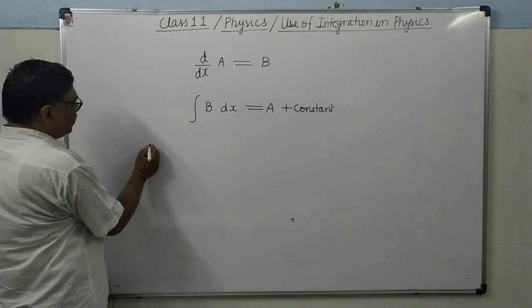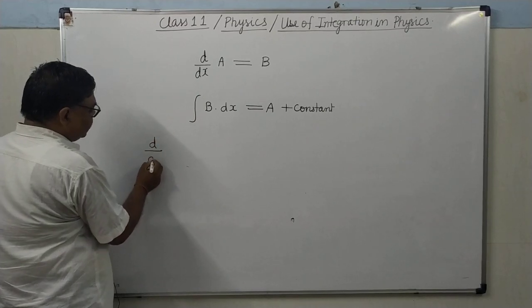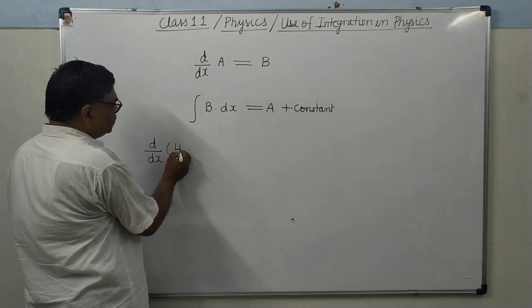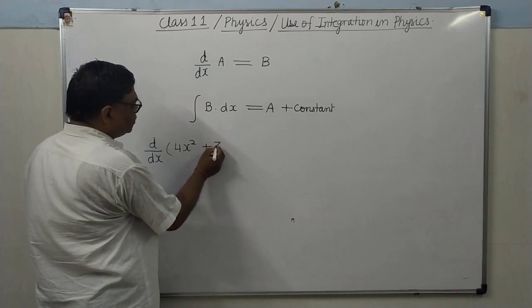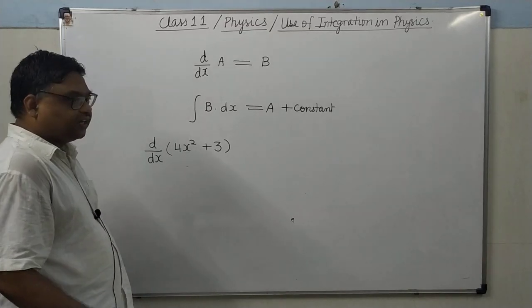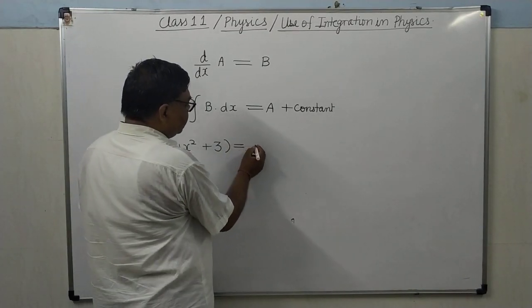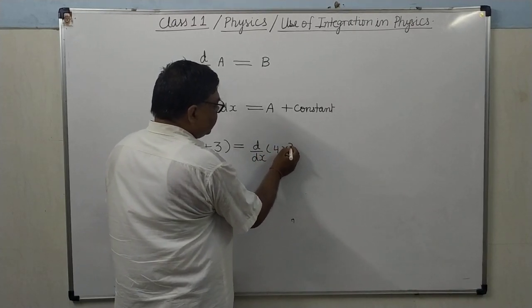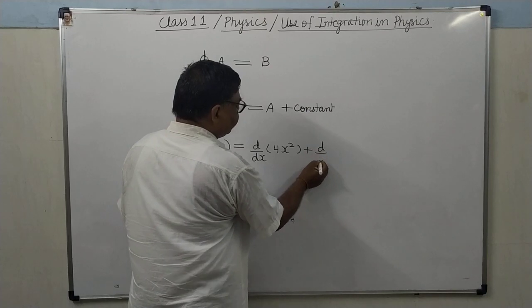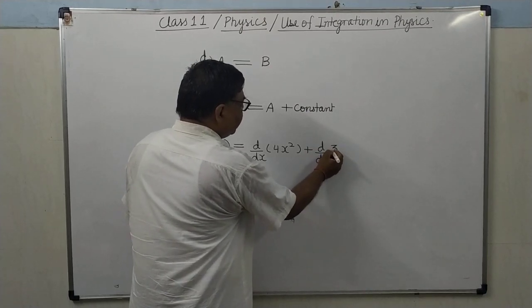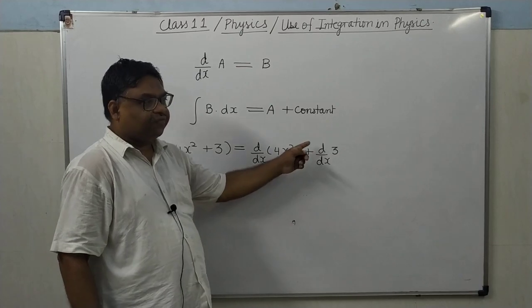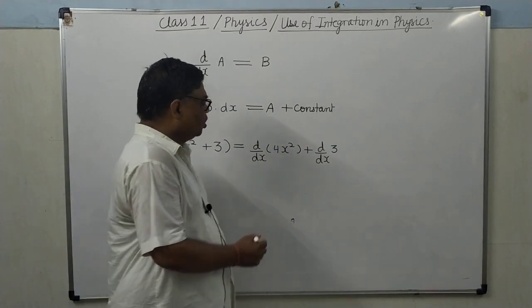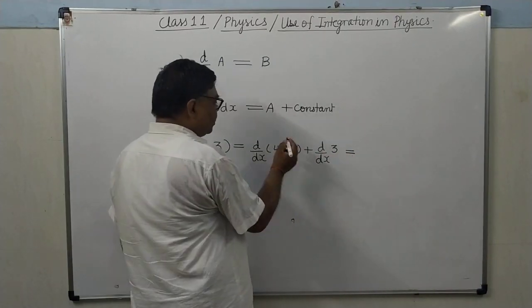First you see I am taking some function here, d by dx of 4x square plus 3. If you differentiate it, what will you get? You will get d by dx of 4x square plus d by dx of 3. As differentiation of any constant is always 0, therefore this will become 0.